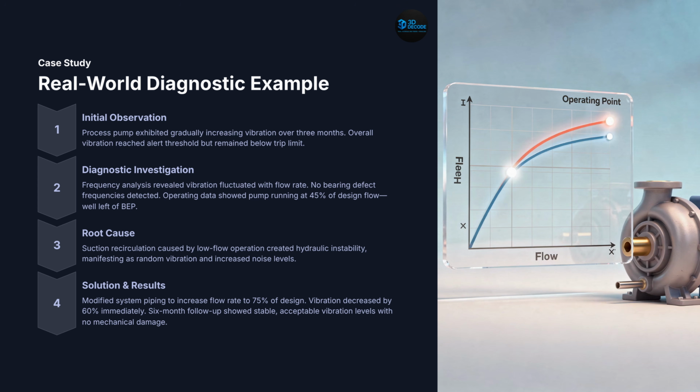Slide 16. Reliability actions. To reduce vibration, perform precision alignment, dynamic balancing, component replacement, and operate near BEP. Trend monitoring helps detect problems early.